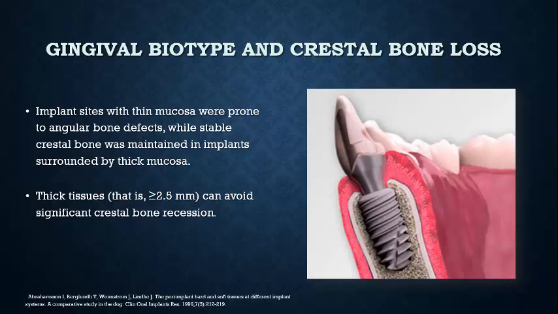So, according to some studies, we need to have more than 3 millimeter thickness of the soft tissue in order to maintain the level of the crestal bone around the neck of the implant. So it's very important also to consider the thickening of the soft tissue. We will talk about that later on during this presentation before we place our implant if we have a thin biotype.